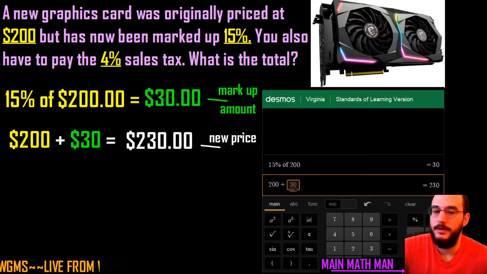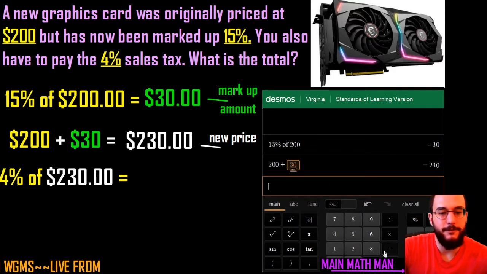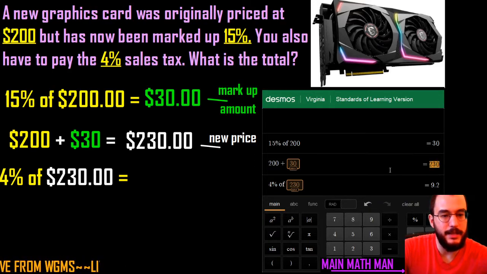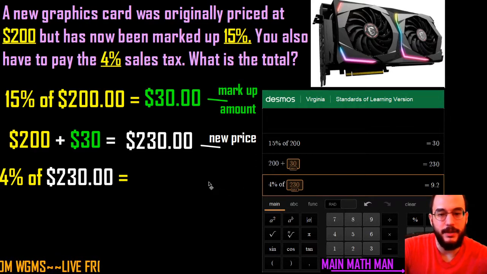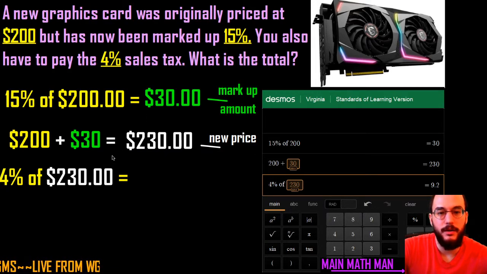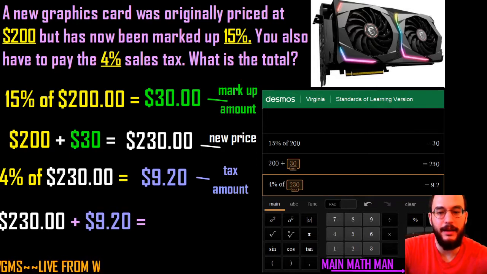Is that our answer? Not quite. So now we need to find how much sales tax we have. I'm going to say, all right, I need 4%. So 4% of my previous answer. Notice how it chooses from that line. It's choosing my answer as this previous line. And if I start a new line, this would be my answer. So what did we just find? We found the tax amount. Is that our answer? Not quite. So we have to now add those two together.